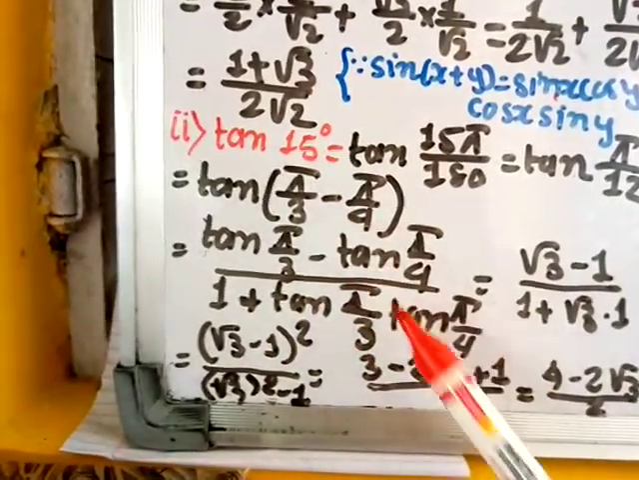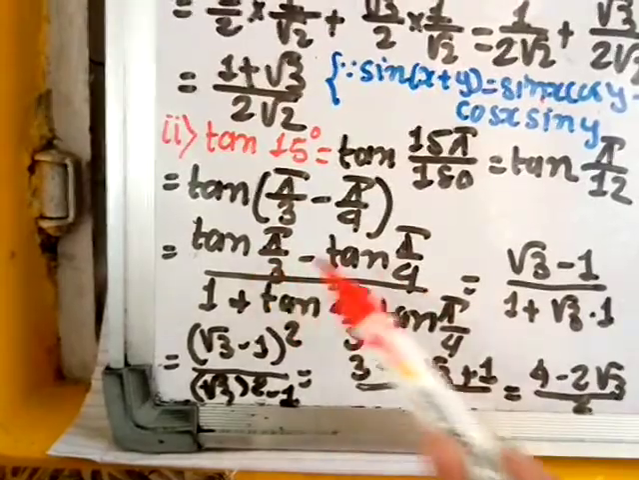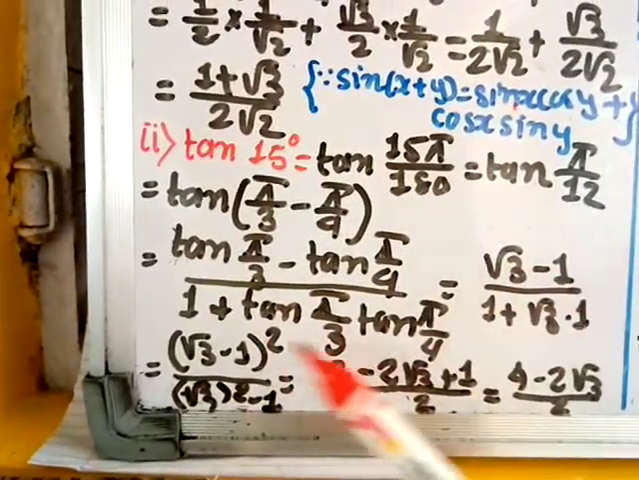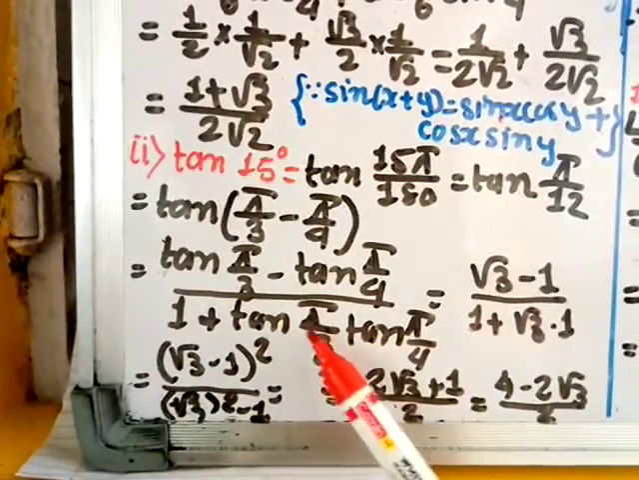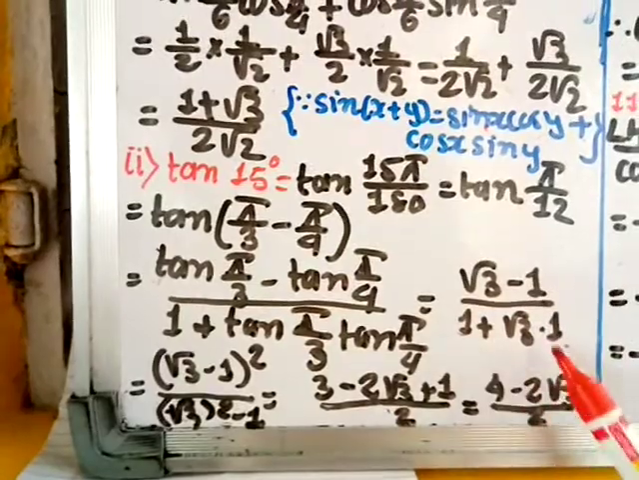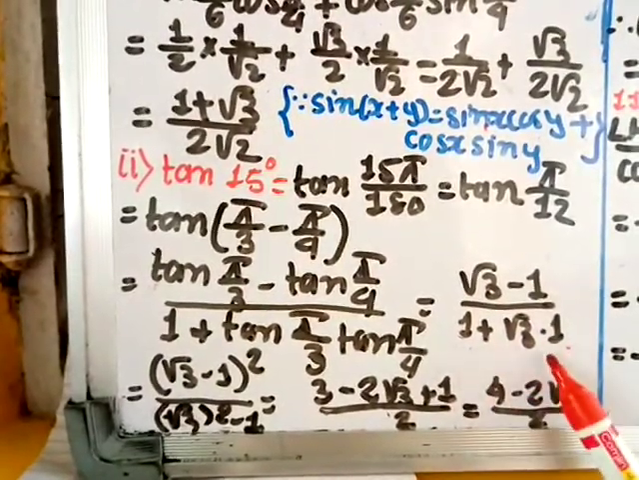So tan pi by 3 into tan pi by 4. Tan pi by 3 value is root 3 and tan pi by 4 is 1. So it becomes root 3 minus 1 in the numerator, 1 as it is plus tan pi by 3, which is root 3, into tan pi by 4, which is 1. I'll rationalize. I can write root 3 plus 1 here in the denominator.